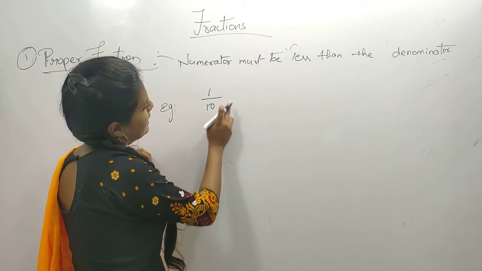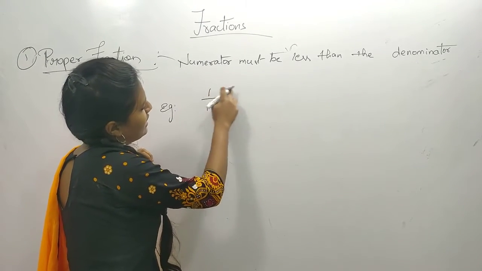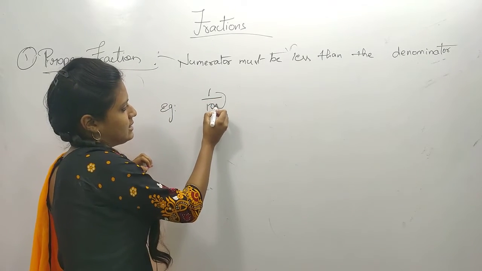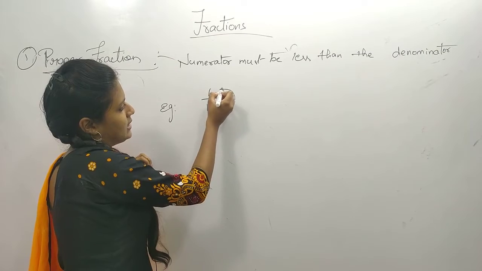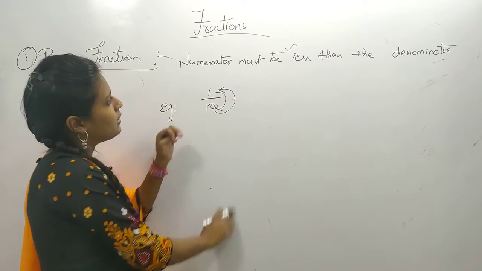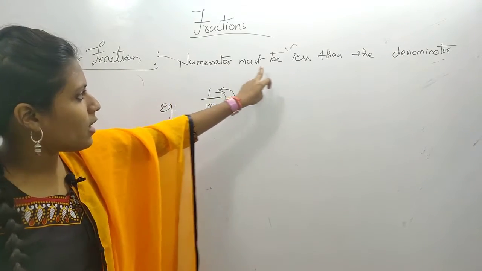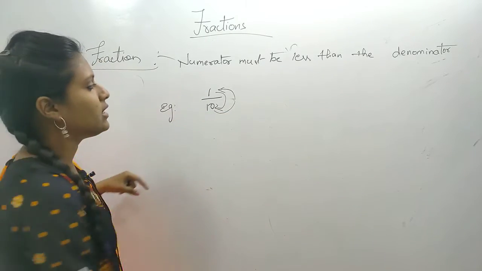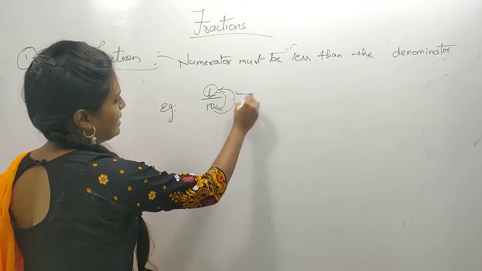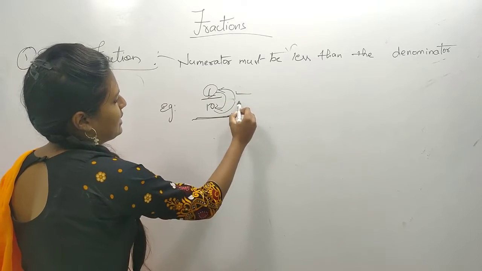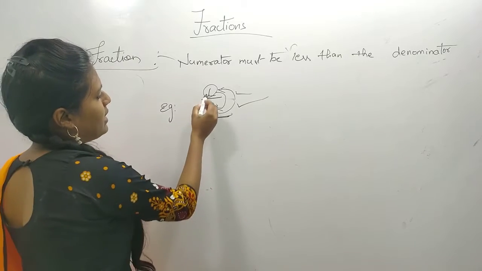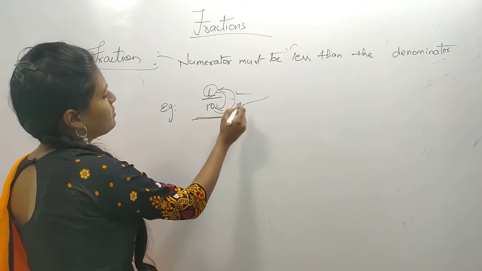10 is greater than 1. 1 is less than 10. Okay? 1 is less than 10, and 10 is greater than 1. You can observe the definition and you can observe the example. Is it correct or not? Yes, the numerator is less than the denominator. It is correct. 1 is less than 10, so it is called a proper fraction.